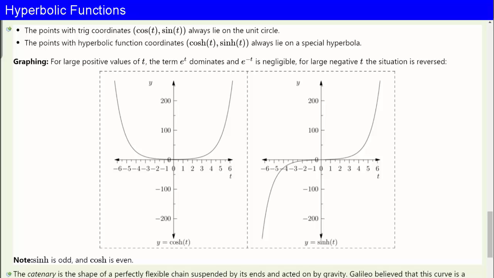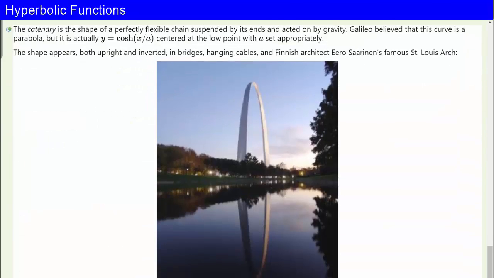For large positive values of t, the term e to the t dominates and e to the minus t is negligible. For large negative t, the situation is reversed. Notice that sinh is odd, preserving its analogy with the sine function, and cosh is even, analogous to the cosine function. Notice also how rapidly they both grow in size as t moves away from the origin. So now I need to convince you that these functions have some degree of importance.